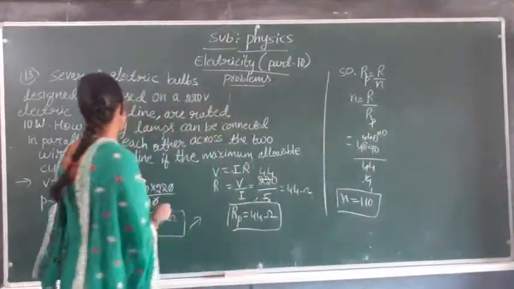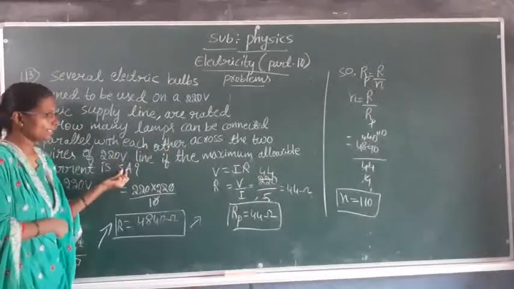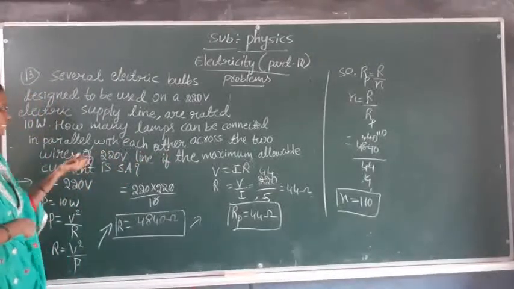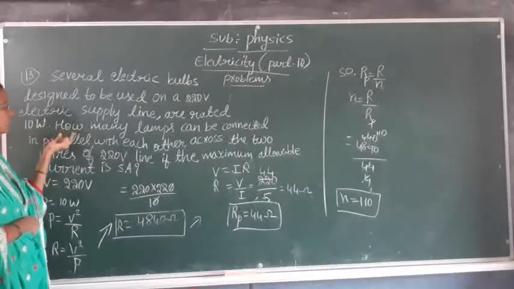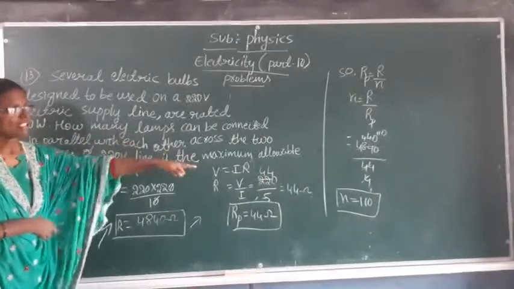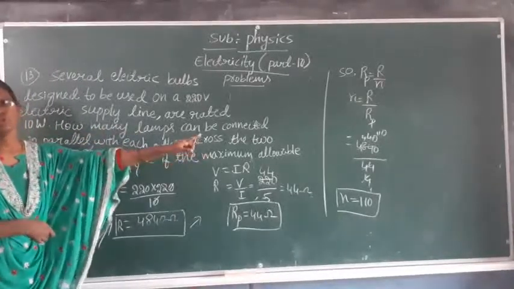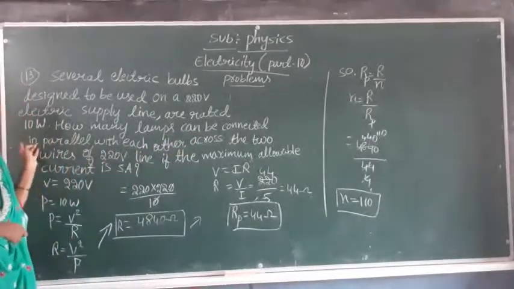So how many electric bulbs are connected here? So when you allow 5 ampere having 2 wires at a voltage of 220 volt, the electric bulbs. So what question clearly they ask, how many lamps? So that is N is equal to 110 lamps connected. This is the answer.